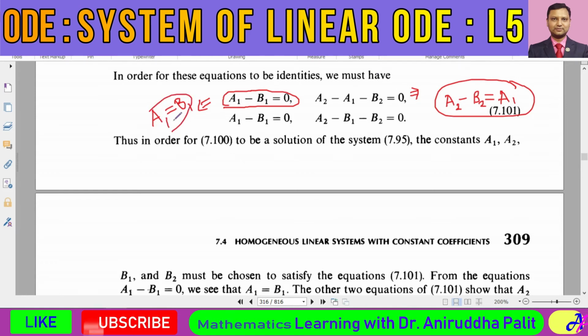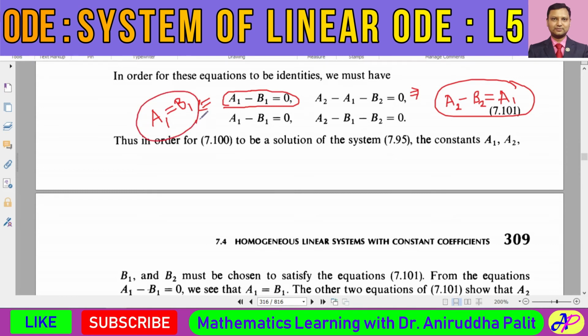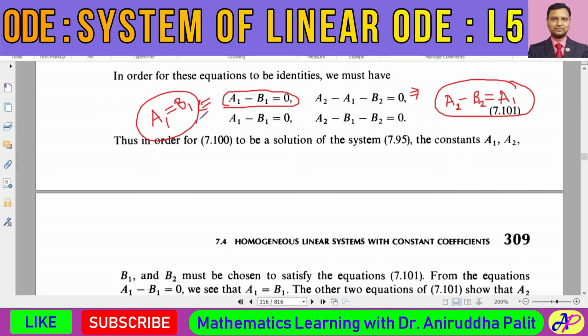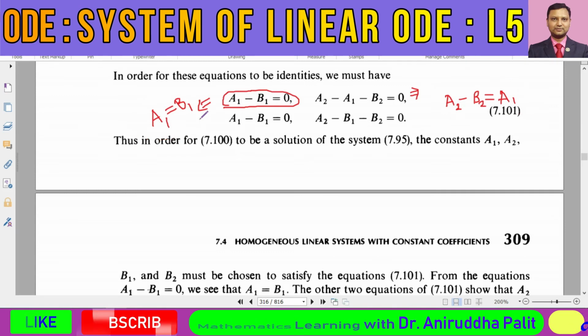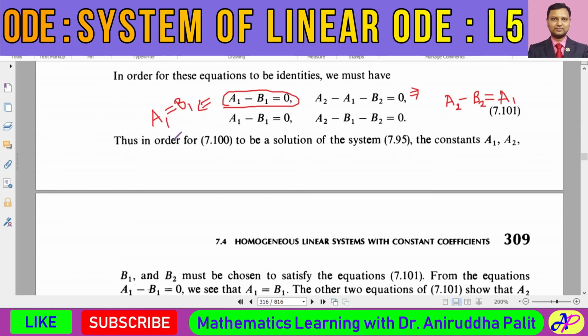This is one relation and this is the second relation. So we have two relations but four unknown quantities, so we cannot exactly determine the values of a1, b1, a2 and b2. We can arbitrarily take their values, we just need to maintain these relations.